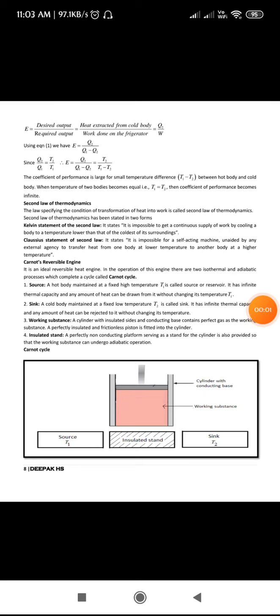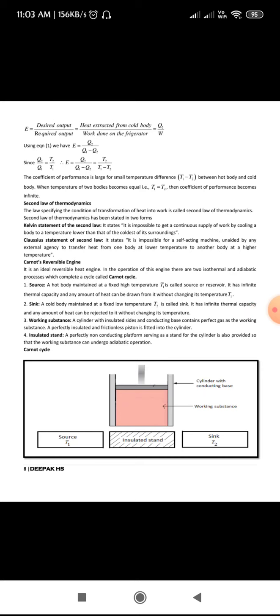So we shall have a recap of this Carnot cycle. As you know, the source is a body which is maintained at a very high temperature, so that you can draw heat from the source without changing the temperature of the source. Even if you draw heat from the source, the temperature remains the same. So T1 is the temperature of the source.